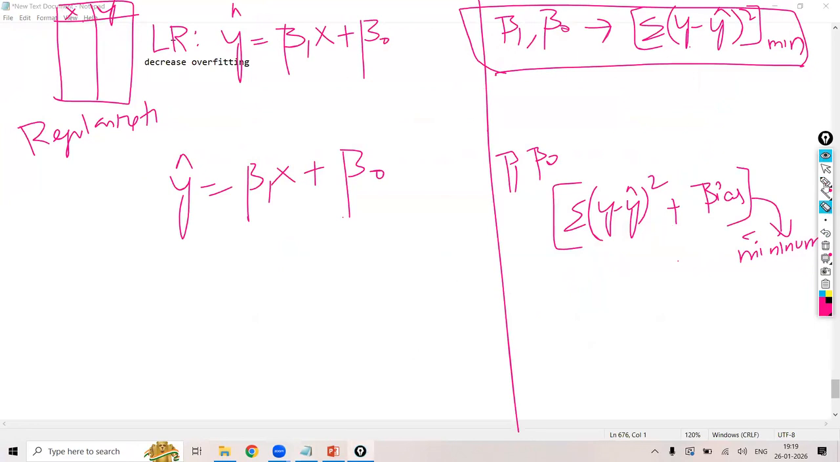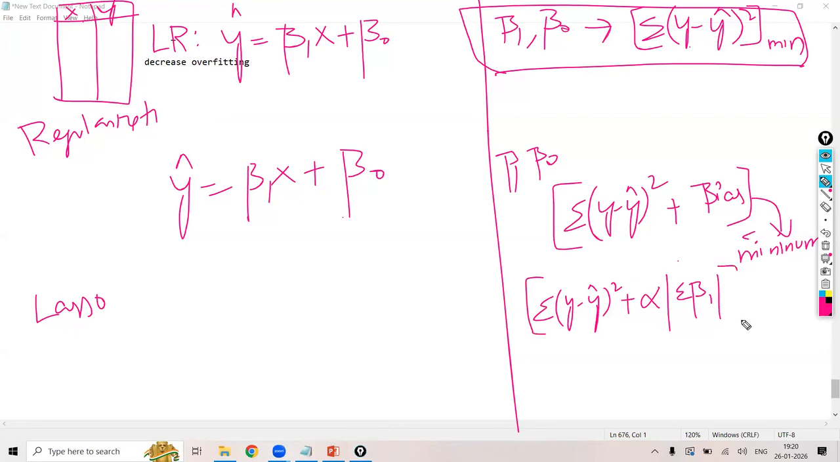So the sum of the squares of errors plus bias to be minimum, I have written now. Please make a note. Lasso: in the lasso, the sum of the squares of error plus alpha into the modulus of the sum of the slopes should be minimum.